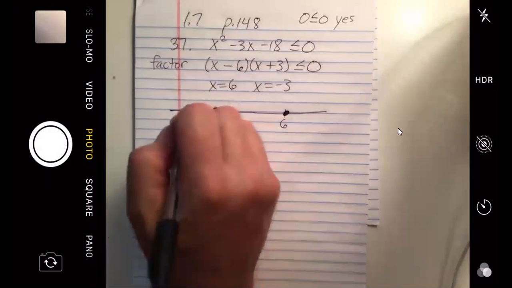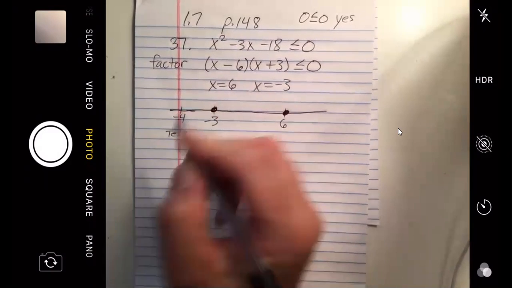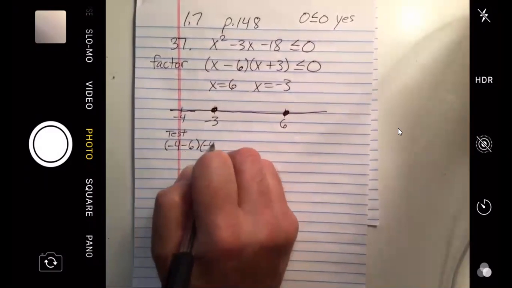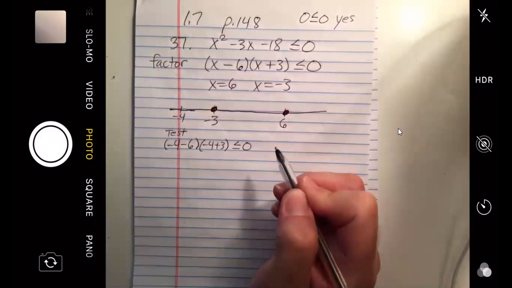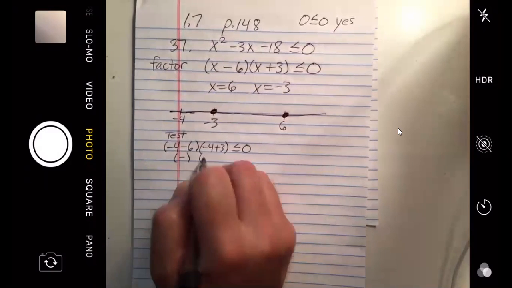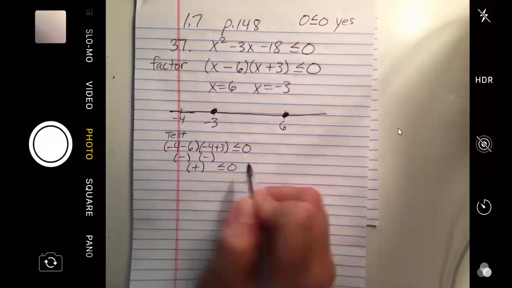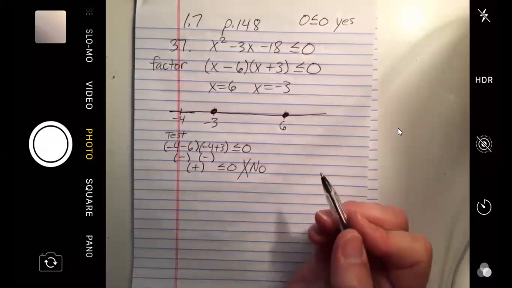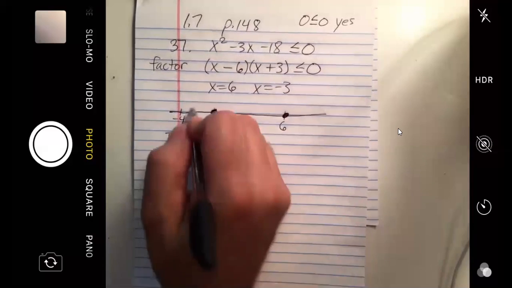Let's try negative 4. Test. I got negative 4 minus 6, negative 4 add 3, less than or equal to 0. That's a negative. That's a negative. These multiply to a positive. Less than or equal to 0? No. Positives are greater than 0. Negatives are less than 0.